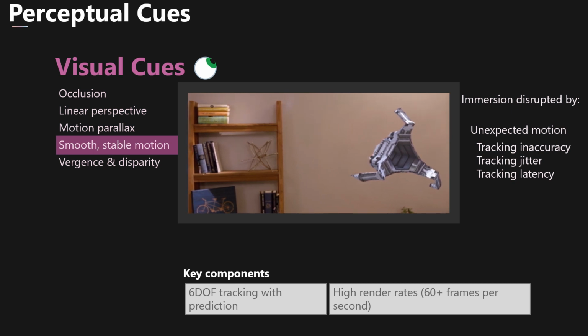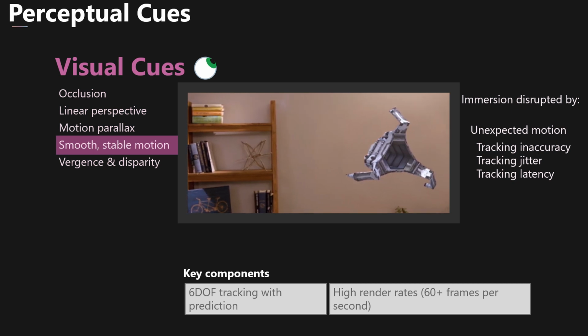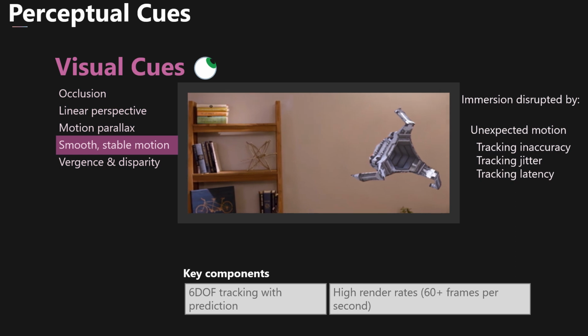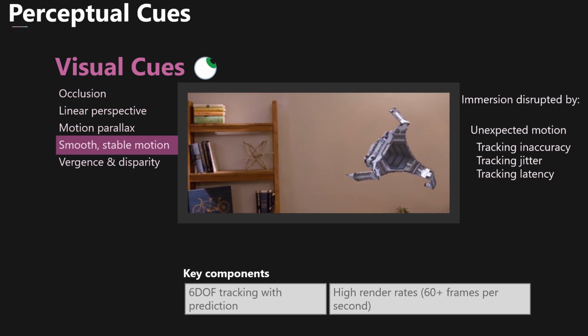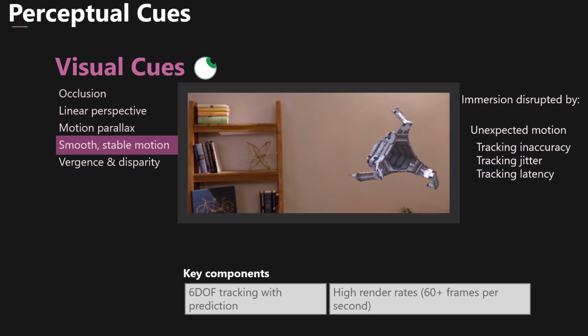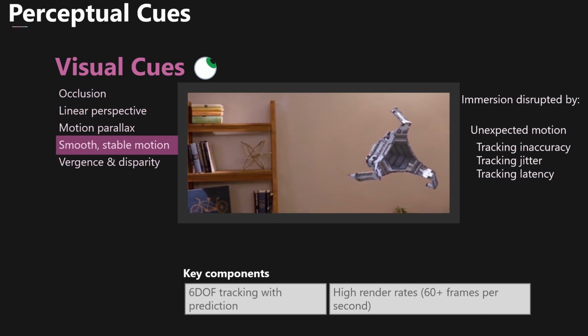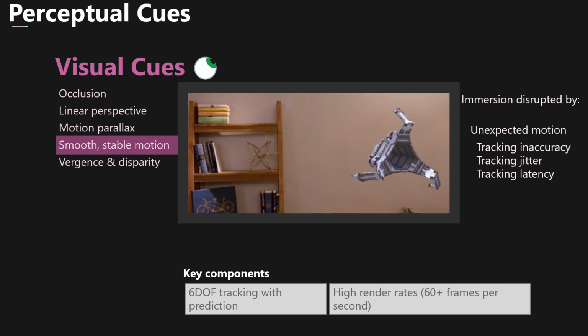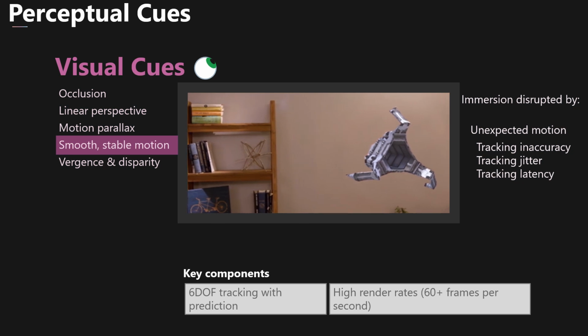Beyond high accuracy tracking, high render rates are also necessary to help avoid latency. For instance, we have always recommended for HoloLens 1 and 2 to hit 60 frames per second as often as possible. Now, it'll always take a finite amount of time to estimate a head pose, render a scene, display the pixels on the display, and get the photons into the eyes, that whole path.